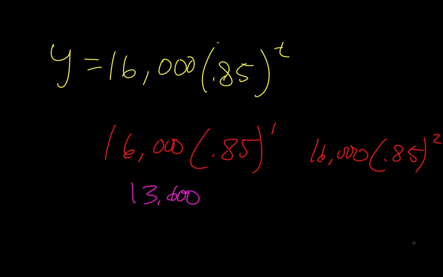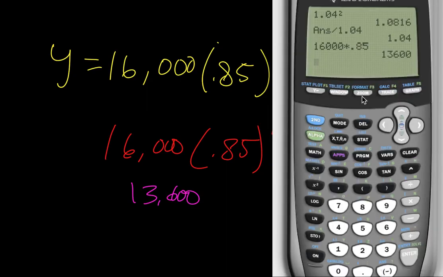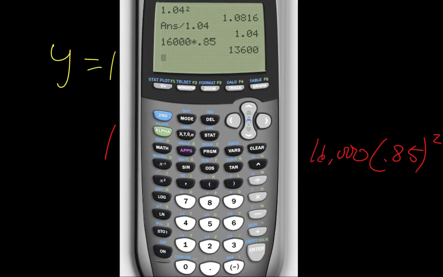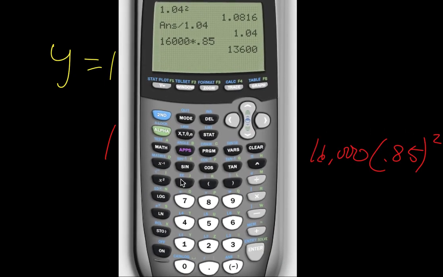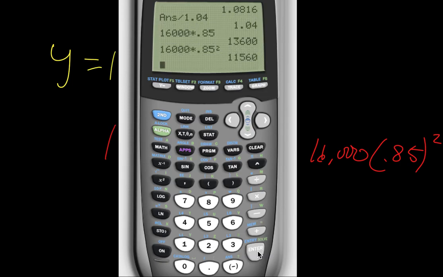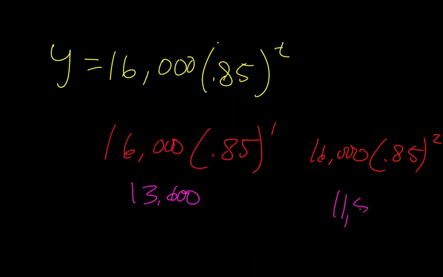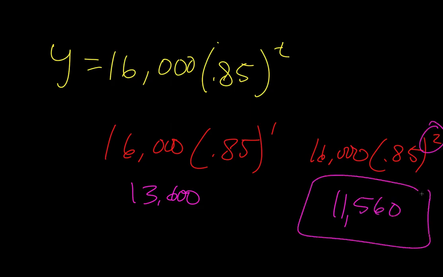13,600, and then we do this one. I'm going to just say second entry, and then square that, because it's almost identical. 11,560. Once again, we take the answer we get from the one where we plugged in a 2 and divide it by the other one.